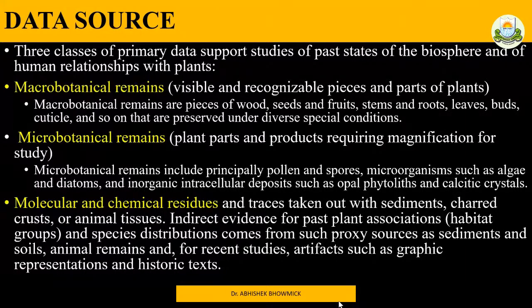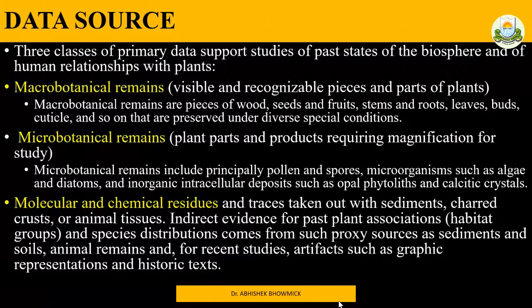Microbotanical remains can be considered as plant parts and products requiring magnification for the study. These are actually called microbotanical parts. Mostly microbotanical remains include principally pollen and spores. Microorganisms such as algae, diatoms, and inorganic intracellular deposits such as opal phytoliths and calcitic crystals are extremely important in not only understanding the environmental archaeology but also the paleobotany, where we can understand from various sources how the environment is and which types of vegetation are present in the concerned environment.